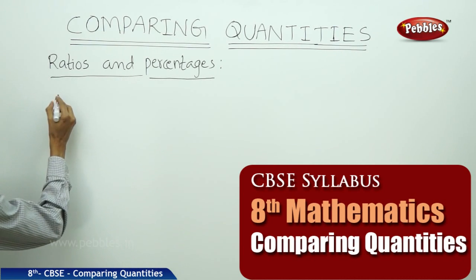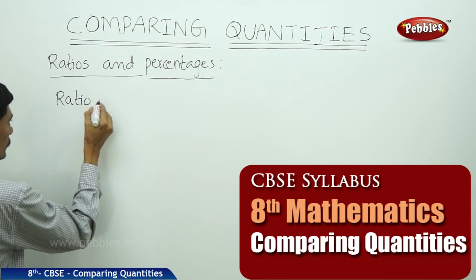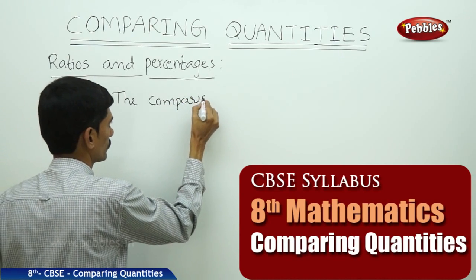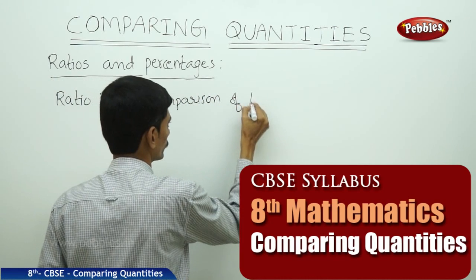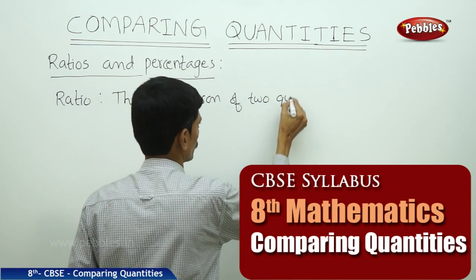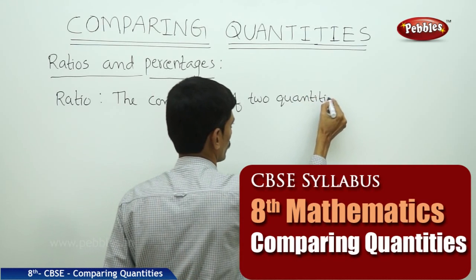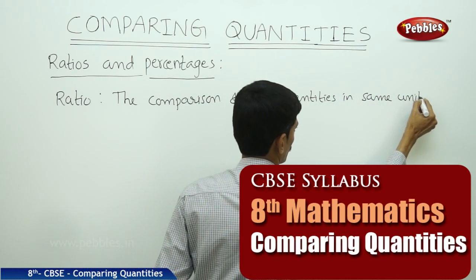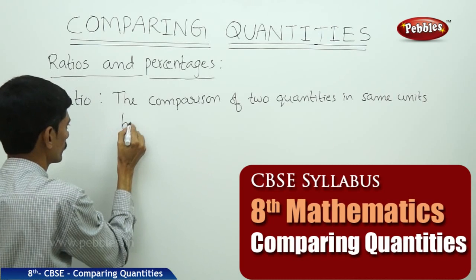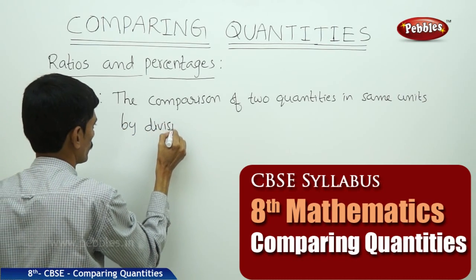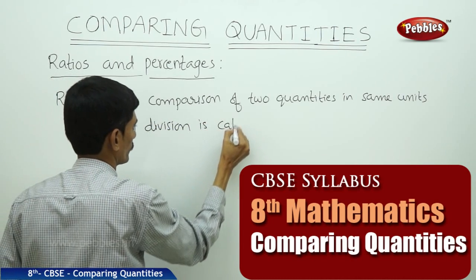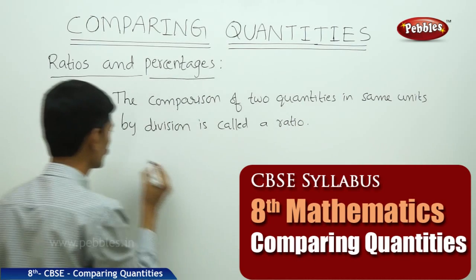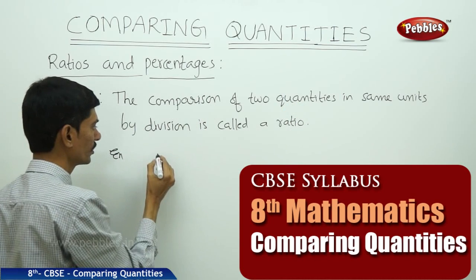So we can define a ratio as the comparison of two quantities in same units by division. That is called a ratio.